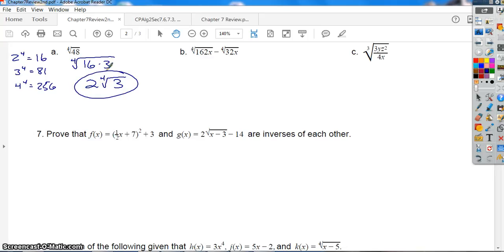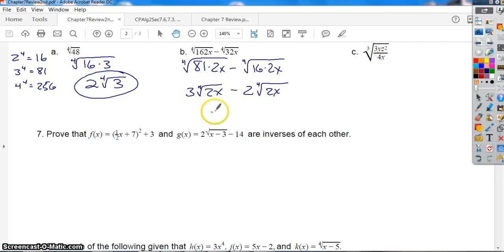Right? Over here, this is 81 times 2x, and then I'm going to do 16 times 2x. That's going to be 32x. The 4th root of 81 is 3. 3 is on my mind. Minus 2, the 4th root of 16 is 2. And I have the 4th root of 2x. I can actually subtract this. This is 1 times the 4th root of 2x.